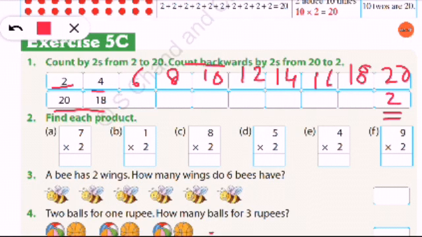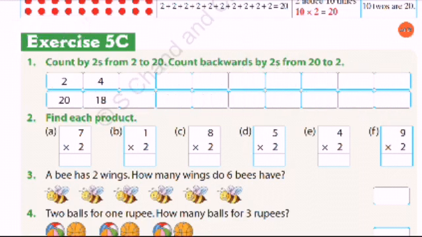You can see 2 ones are 2, 2 twos are 4, 2 threes are 6, 2 fours are 8, 2 fives are 10, 2 sixes are 12, 2 sevens are 14, 2 eights are 16, and see here 2 nines are 18, 2 tens are 20. So the table of 2 is written backward also. You can write as you wish. From here also you can write 20, 18, 2 eights, 2 sevens, 2 sixes, 2 fives, like this, or you can start from here also. Both methods will be correct.